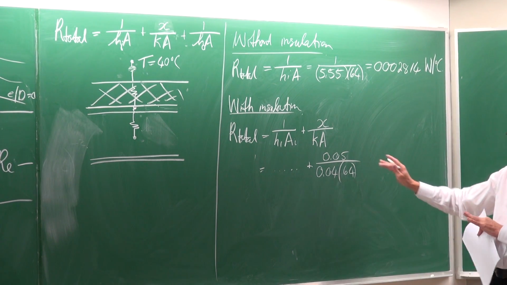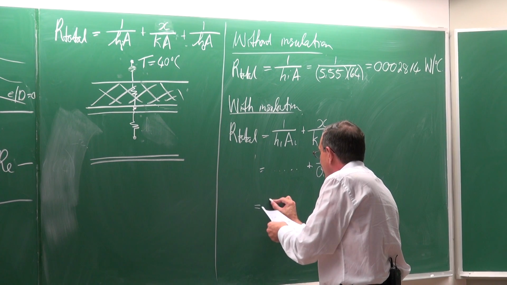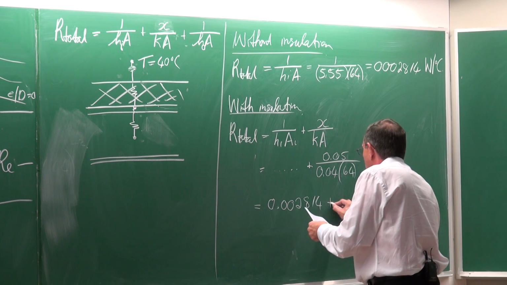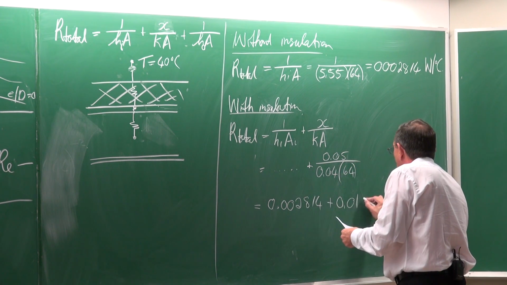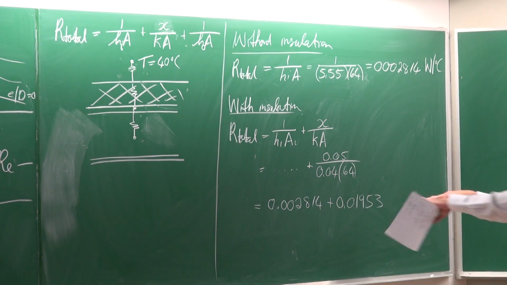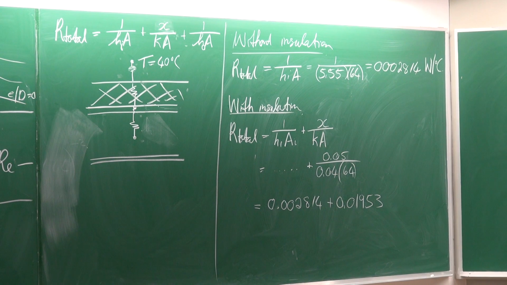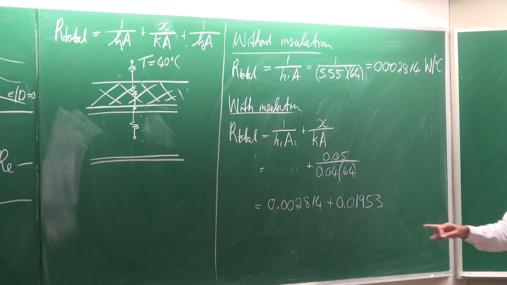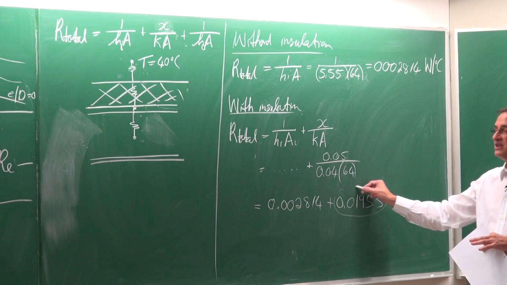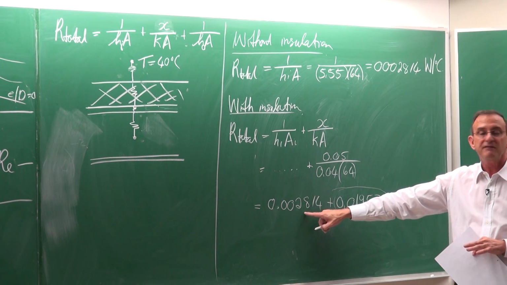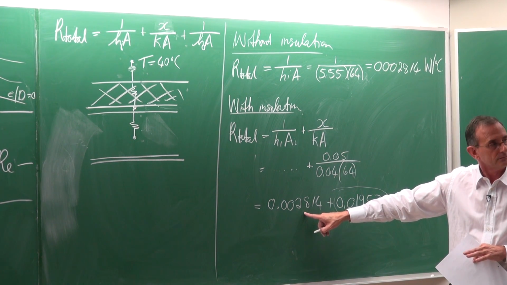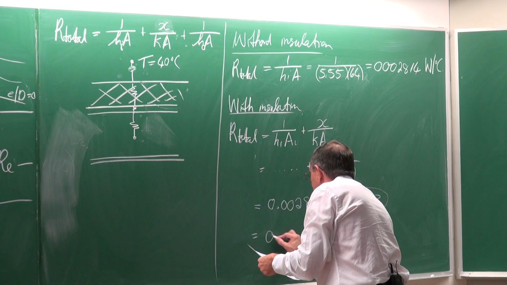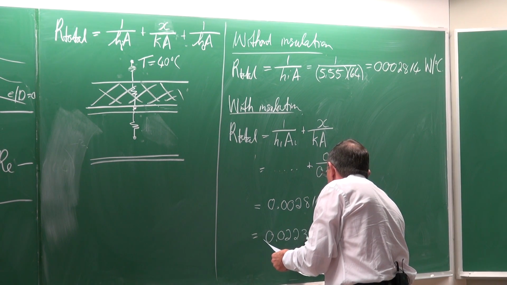Now I can write down the answer, but I specifically want to do it like this, writing it in 2 terms: 0.002814 plus 0.01953. I want to write down the 2 values there, and that's always a very important exercise because what does it show? It shows that all the resistance is actually now in the insulation. This value is 7 times larger than that value. And the result of that is equal to 0.022345.